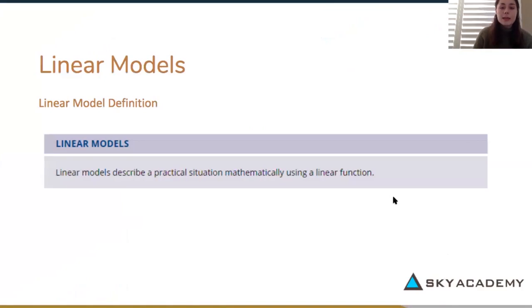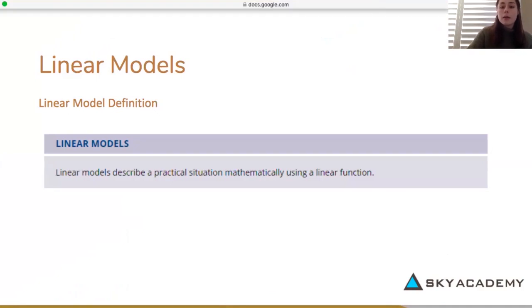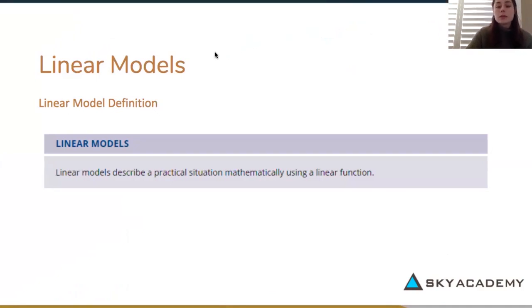So linear models are very similar to our other two videos where we looked at the gradient-intercept form, which is y equals mx plus b. We looked at m as the gradient and b as the y-intercept. And linear models use the same principles, except it is applying this formula to real-life examples.